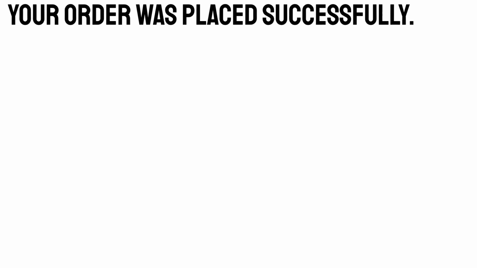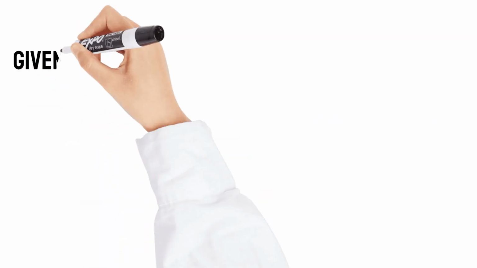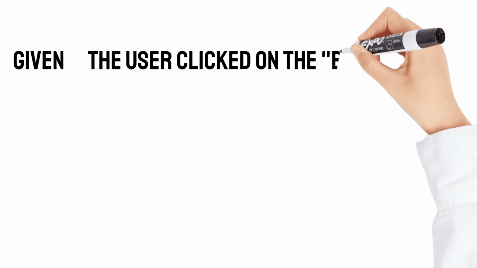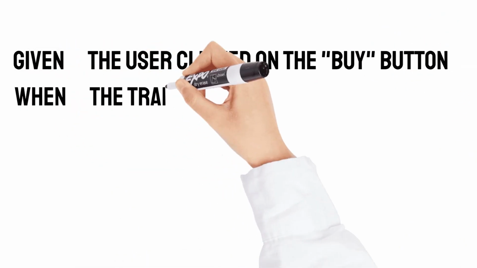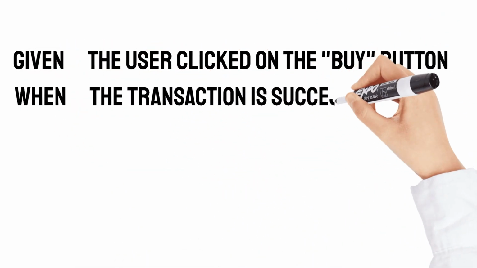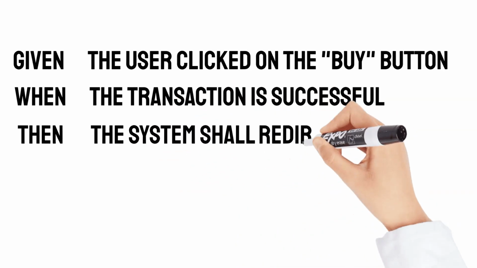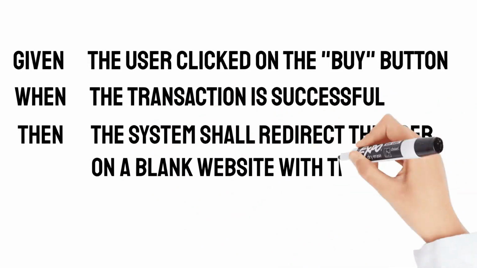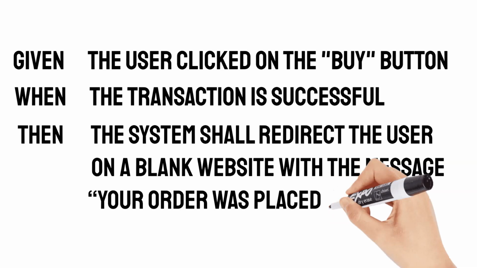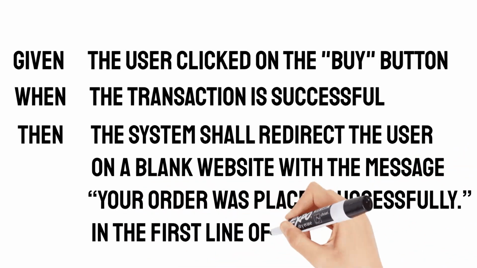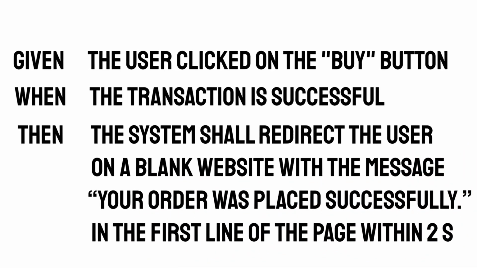Let's think again. There is a shop, there is a buy button, and when the user clicks this buy button, we want to notify the user that this order was placed successfully. So how do we write a bulletproof requirement for this activity? Again, the same given and when: given the user clicked on the buy button, when the transaction is successful, then the system shall redirect the user to a blank website with the message, your order was placed successfully, in the first line of the page within 2 seconds.